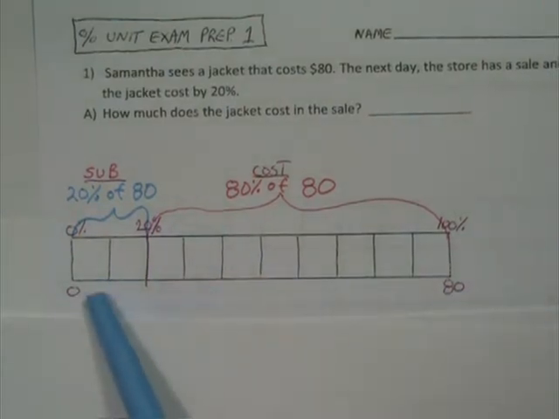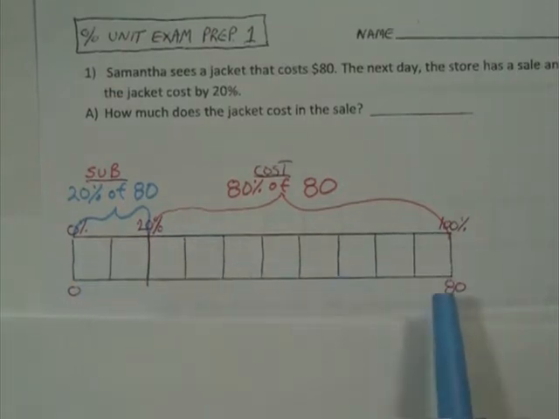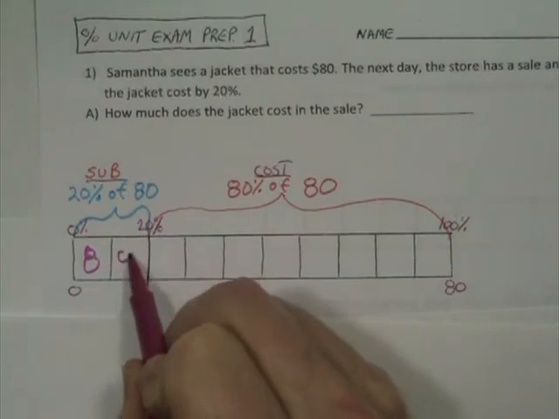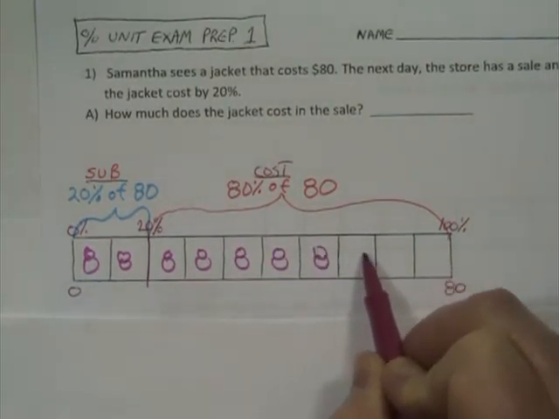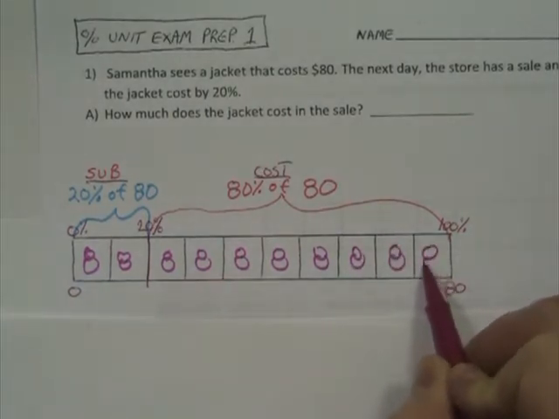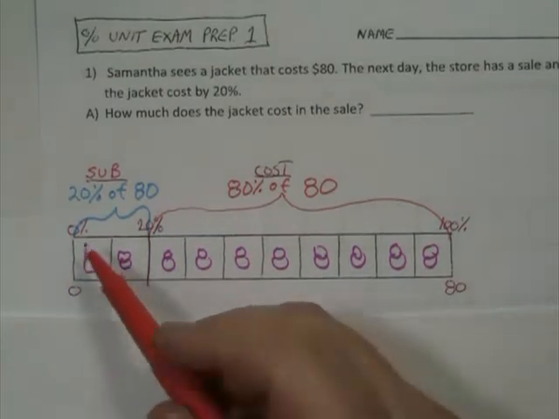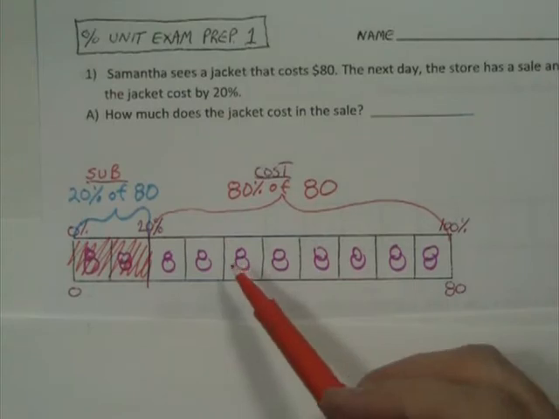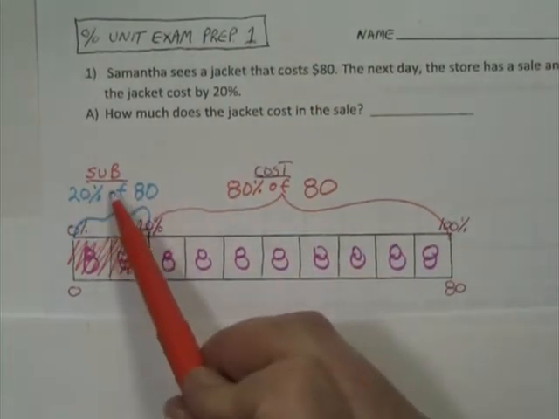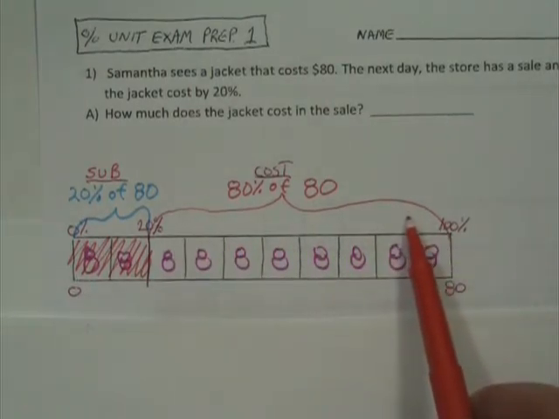We have $80 total. And that means that 10% is in each box. Well, 10% of 80 is 8. So each box represents $8. And we want to go ahead and subtract 20%. Here's 20% right here. So what we're going to do is take $80 minus 20% of it. And this is the remaining. And this is how much we'll pay.